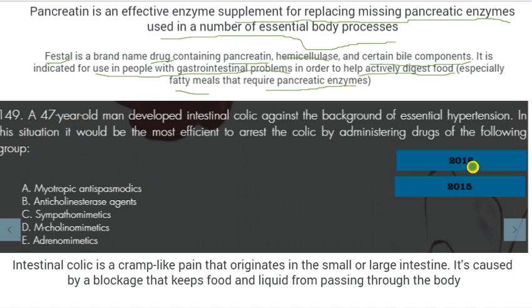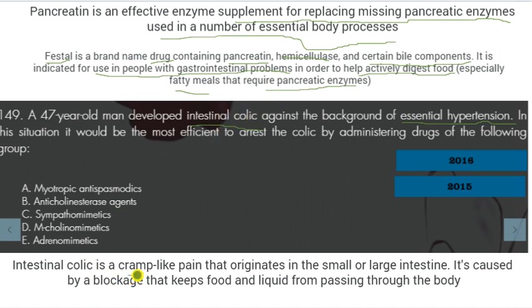A47, it was asked in 2016 and 2015: intestinal colic and essential hypertension. The patient is suffering from both intestinal colic and essential hypertension. So, what is meant by intestinal colic?